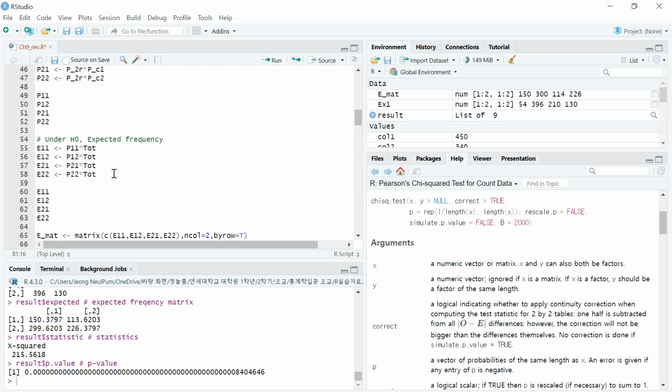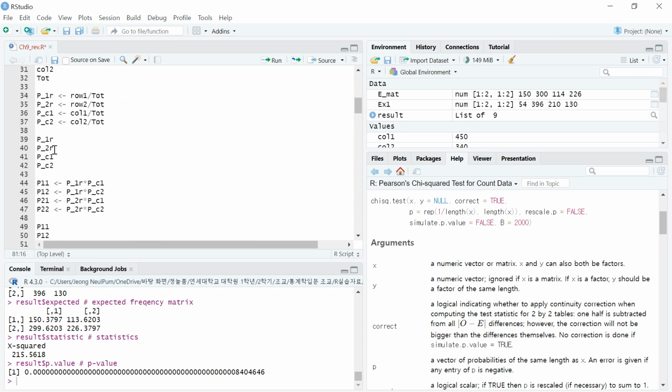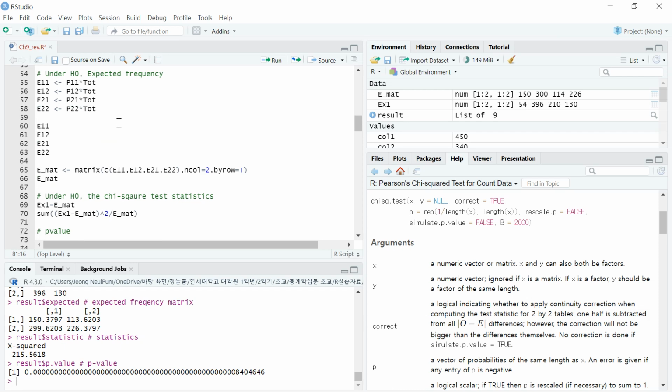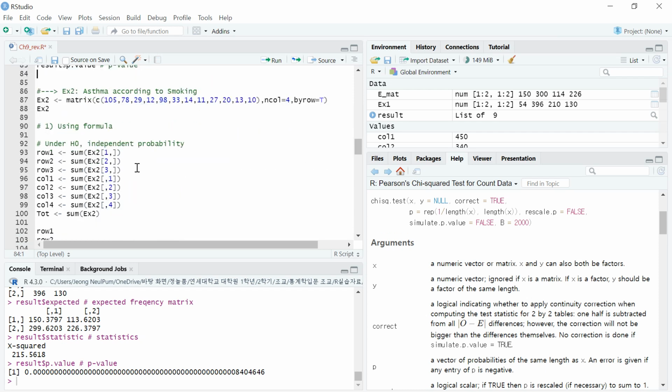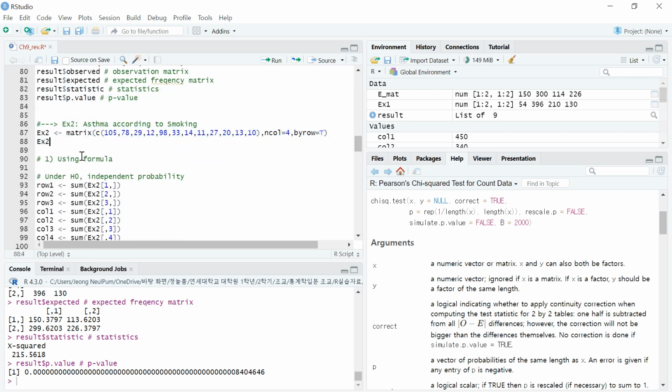And I also recommend that you know all the formulas or all the steps of the chi-square test for your examination or for your homework. Even though I'm not sure, I don't have any information about the examination or homework, but yeah, that's it.